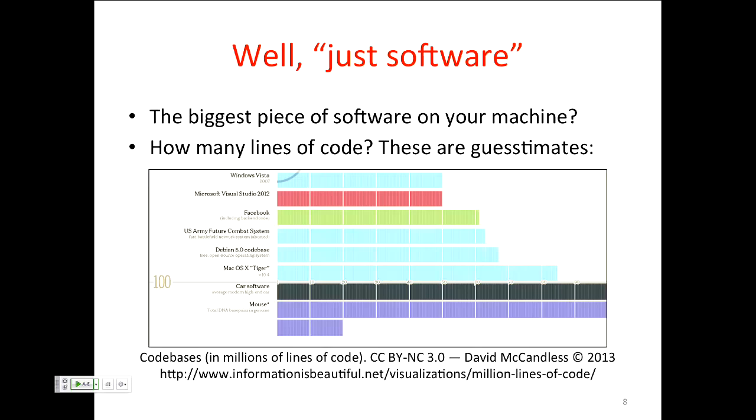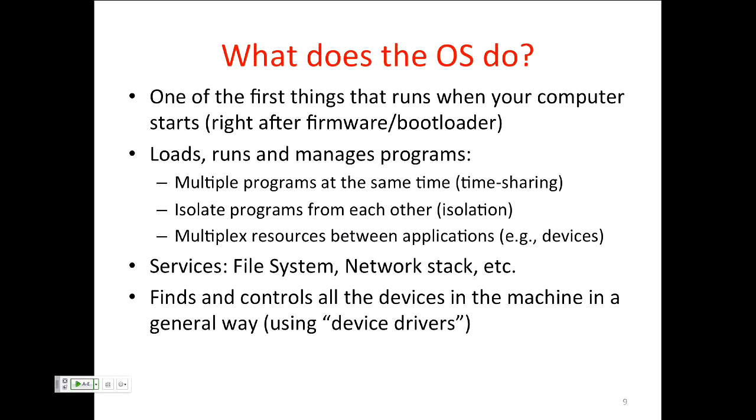So the OS is really what holds your entire system together. It is a very large piece of software that basically makes your computer what it is when you use it. So what does the operating system actually do? Well, the operating system is one of the first things that runs when you power on your computer.